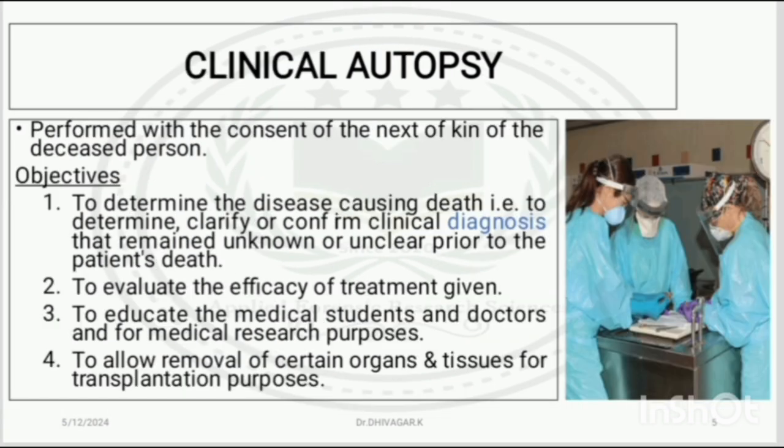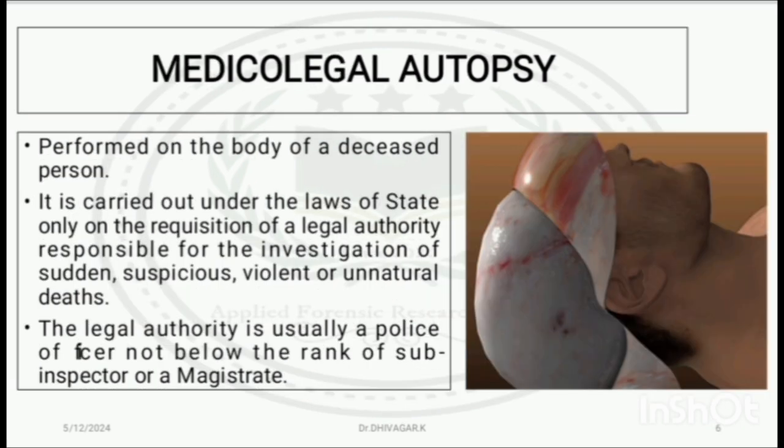Now what is the meaning of clinical autopsy? It is performed with the consent of the next of kin of the deceased person. The objectives of clinical autopsies are to determine the disease causing death, that is, to determine, clarify or confirm the clinical diagnosis that remained unknown or unclear prior to the patient's death, and to evaluate the efficacy of treatment given, and also to educate the medical students and doctors and for medical research purposes, and also to allow removal of certain organs and tissues for transplantation purposes.